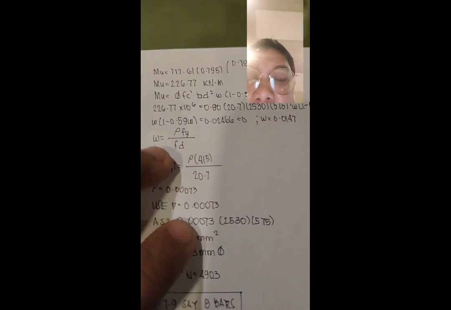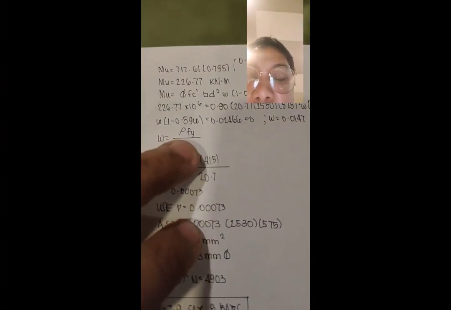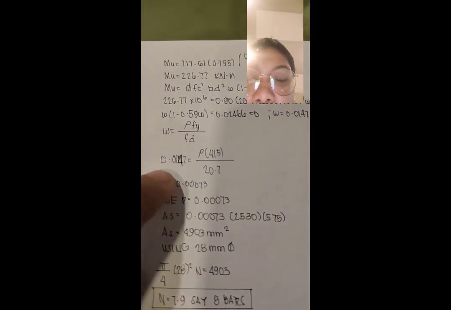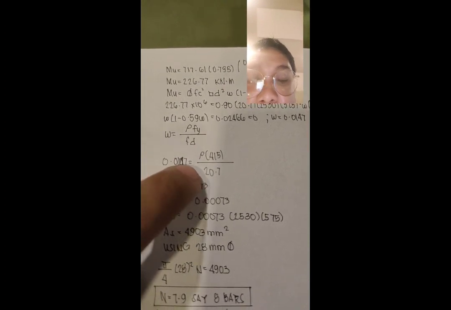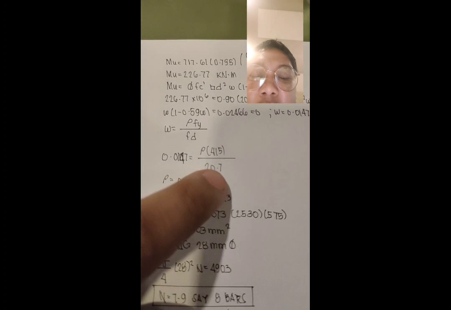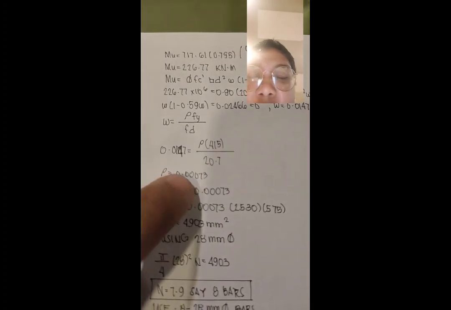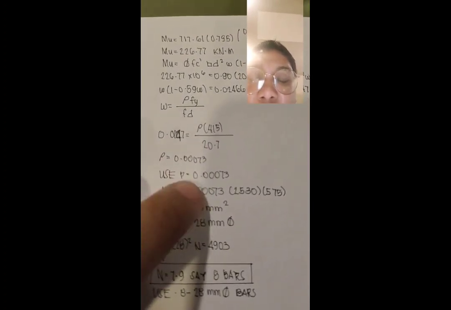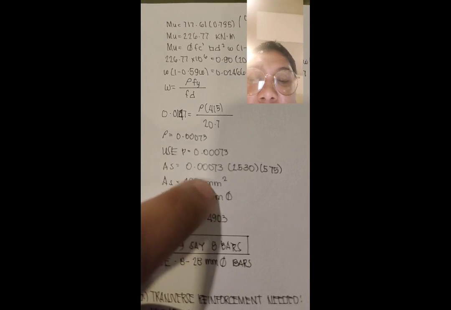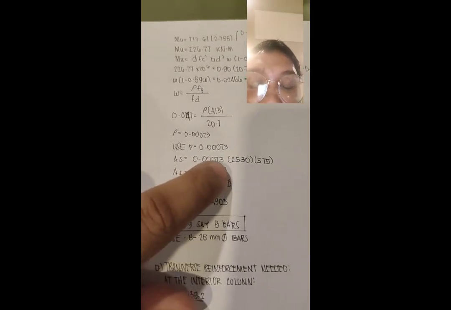Now, we have here, ang formula ng W is equals to P Fy all over Fc prime. So, ang W natin is 0.0147 is equals to P times 415 na Fy all over 20.7 Fc prime. Ang P natin is 0.00073. So, mas maliit siya. Gagamitin natin siya doon.